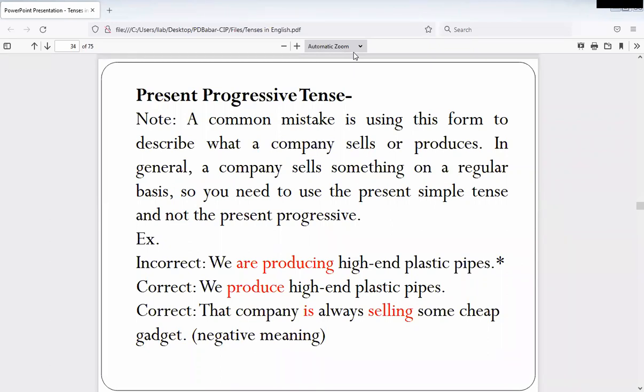Then the second correct form is the third sentence. Let's take a look at that sentence. That company is always selling some cheap gadget. So this can be correct. Okay, that company is always selling some cheap gadget.